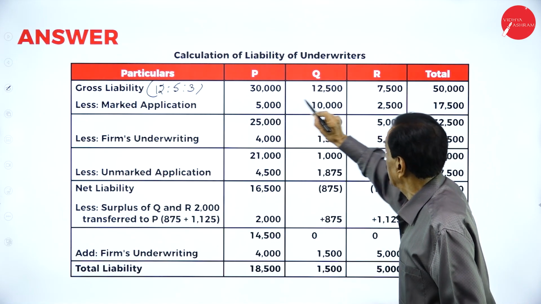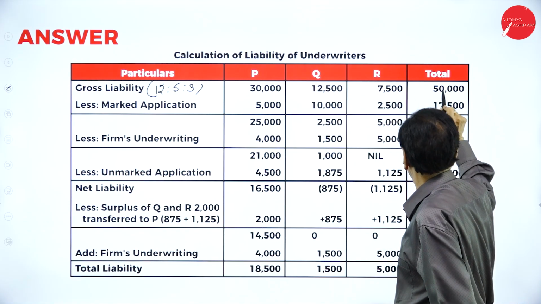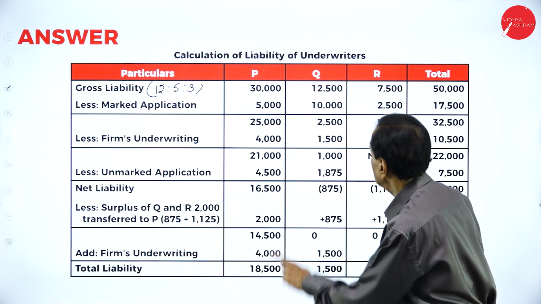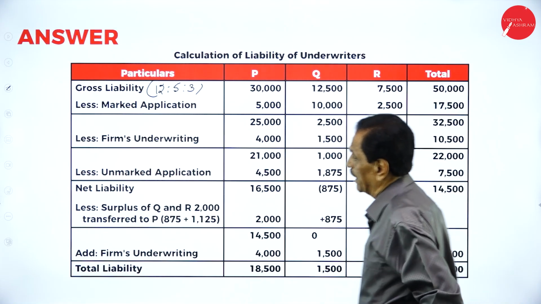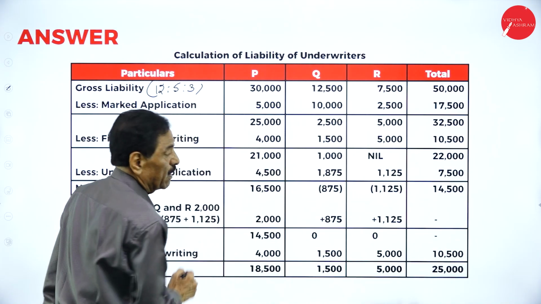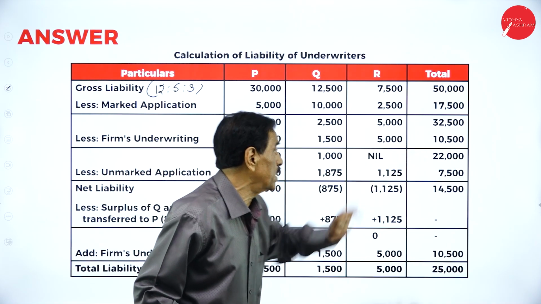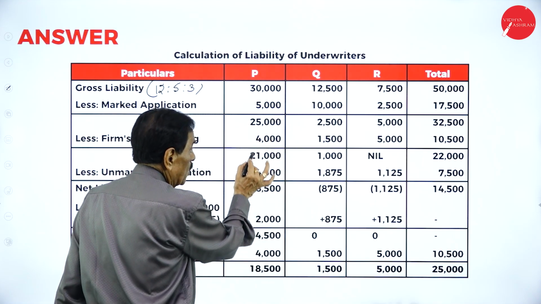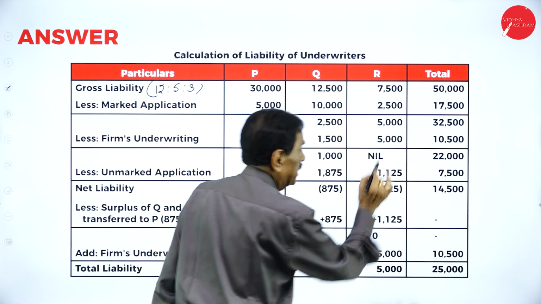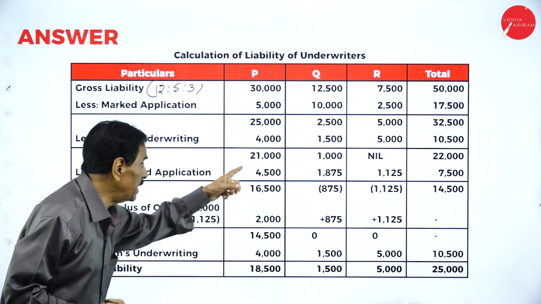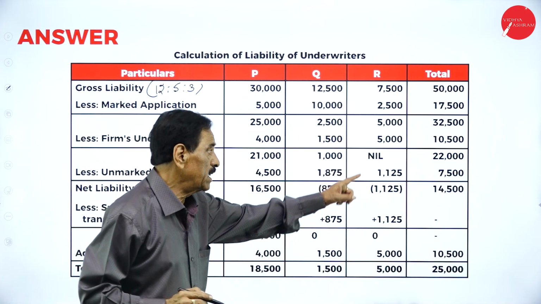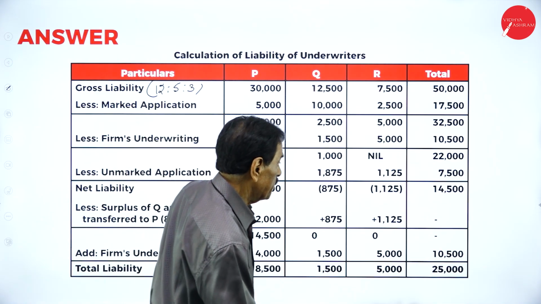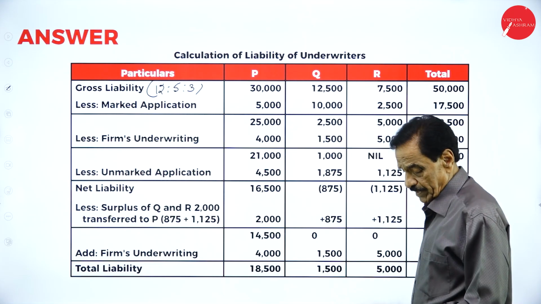Your gross liability 30,000, 12,500, 7,500, total 50,000. Among them, marked applications are 5,000, 10,000, 2,500. The balance is 25,000, 2,500, 5,000. Then firm underwriting, they have given separately, how to deduct: 4,000, 1,500, 5,000, total 10,500. Balance 21,000, 1,000, nil, 22,000, minus unmarked applications as per the working note.